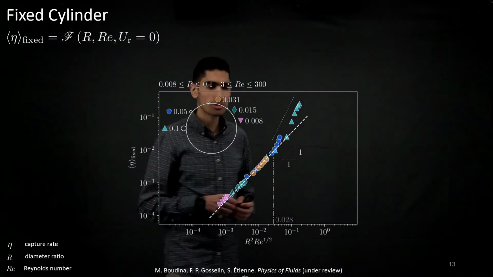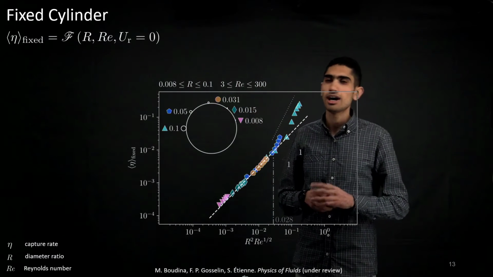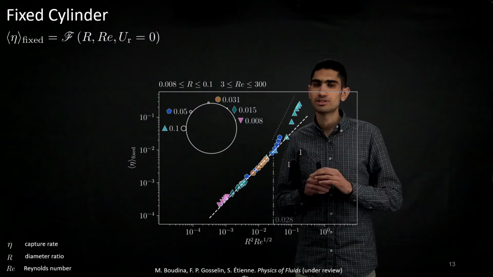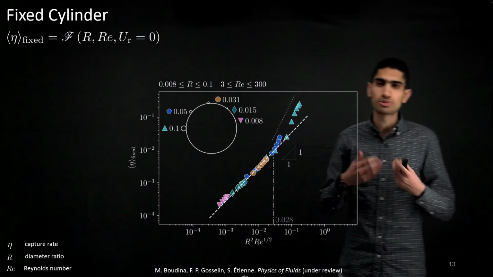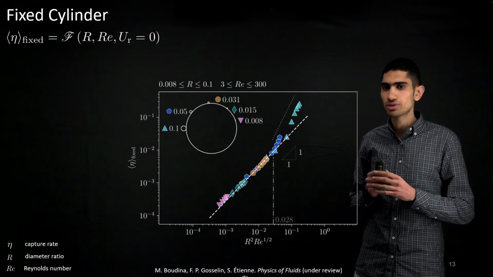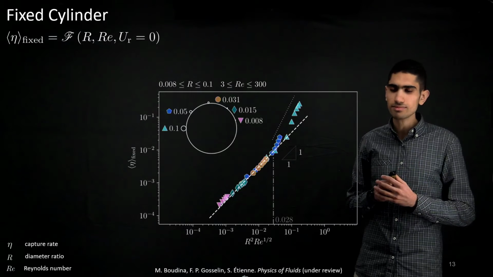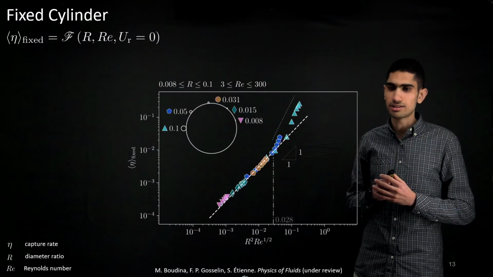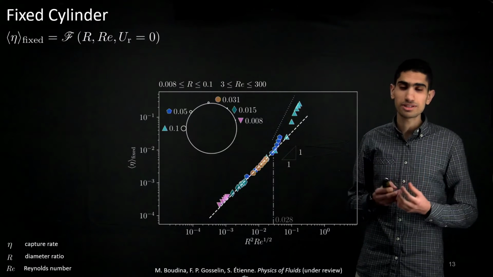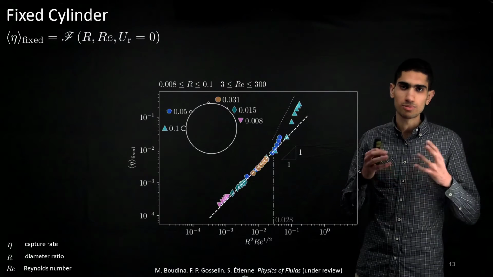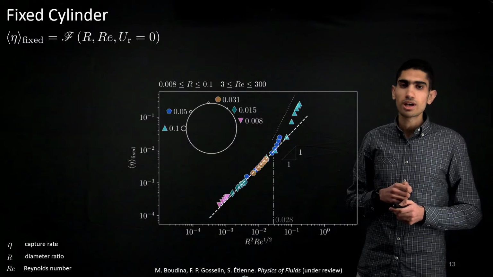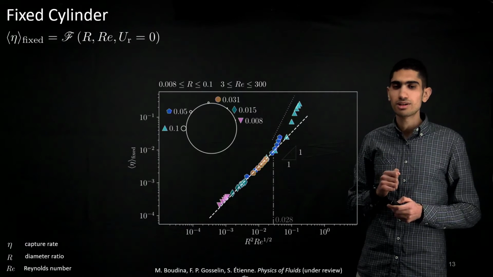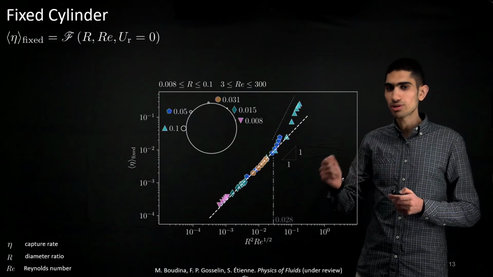So here I would like to start with a simple case of the fixed cylinder, because we are turning off this UR, which is the variable representing vibrations. And here I'm showing you the evolution of eta. What we are learning here is that the capture rate increases with the size of the particle, as well as with the Reynolds number of the flow. But there's a second interesting thing here, which is this power law we've got here.